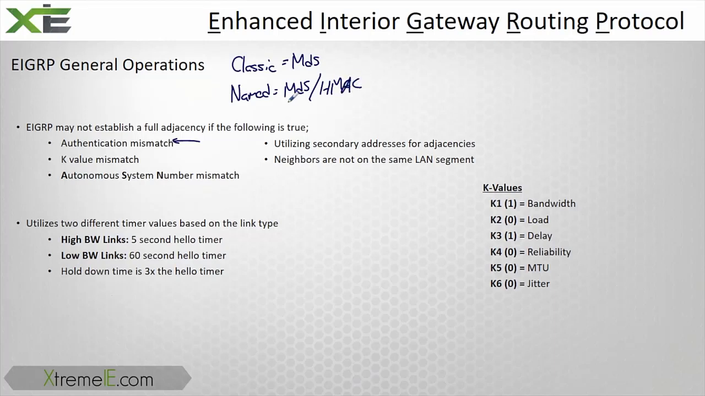It also supports HMAC. So what if I'm using HMAC authentication in my named adjacency, but I'm trying to form an adjacency with a router that's only supporting MD5? Well, this is not going to work. I can't form an adjacency there. So it's not just the actual password, which many people get tunnel vision on and think it's the password. It's also the authentication type. So not only the type, but the password also must match.